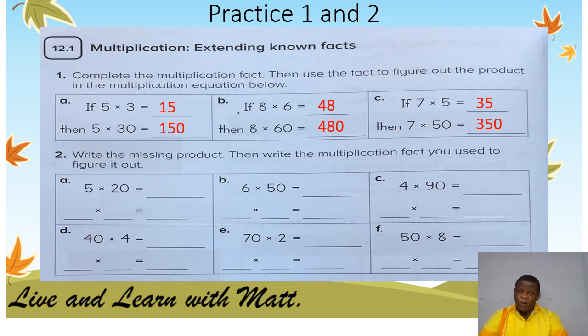Now let's go on to part 2A. Write the missing product, then write the multiplication fact you use to figure it out. Part A, 5 times 20. Therefore, 5 times 2 is 10. So 5 times 20 is 100.